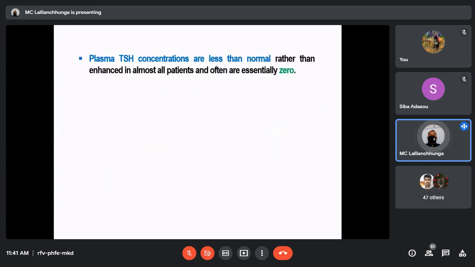So plasma TSH concentrations are less than normal rather than enhanced in almost all patients, and are often essentially zero. Actually, under normal conditions it should be more, because more TSH will lead to more production of T3 and T4. But this is not the case in almost all patients. We'll discuss why this is happening.